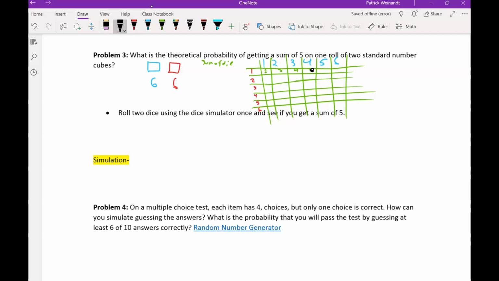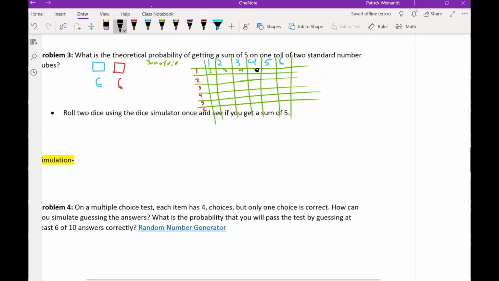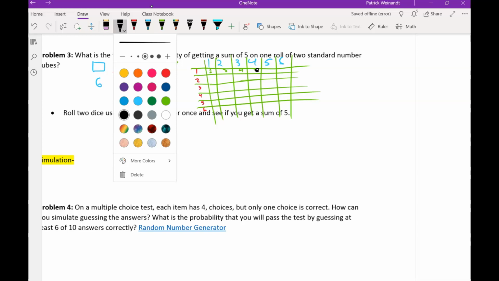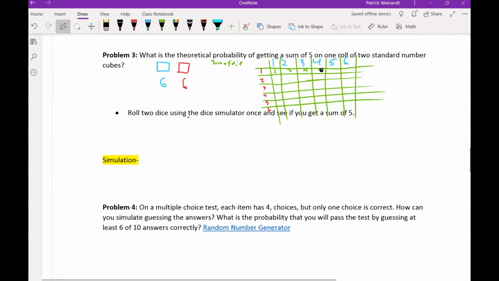Okay, and I'm not going to fill out this entire chart. But if I have 6 columns and I have 6 rows representing the outcomes, how many outcomes are there? And the answer is 36.